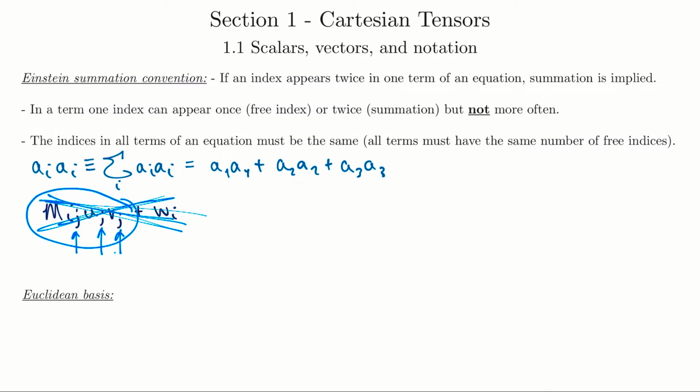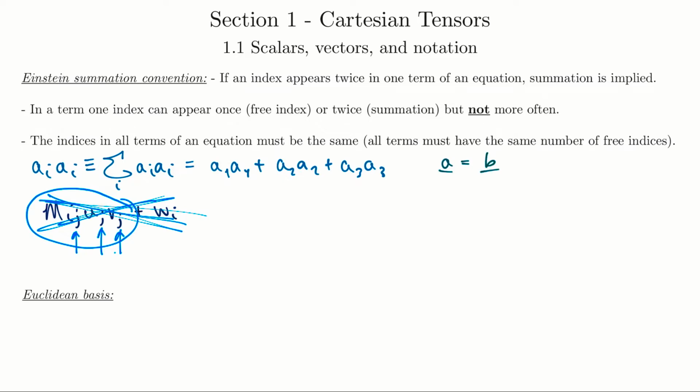And then finally, we say the indices in all terms of an equation must be the same, and all terms must have the same number of free indices. So an example of that in a different color down here. I'll give a few little examples here. In vector notation, as opposed to index notation, what I'll do in this course while I'm writing it out is write the vectors with a line under them.